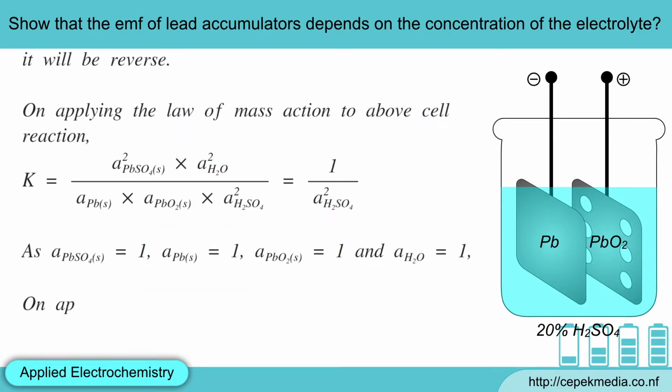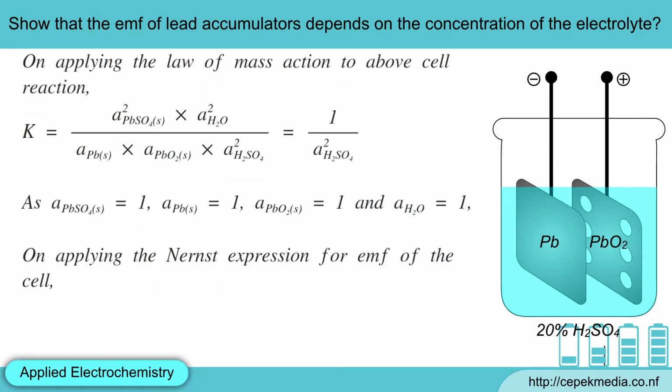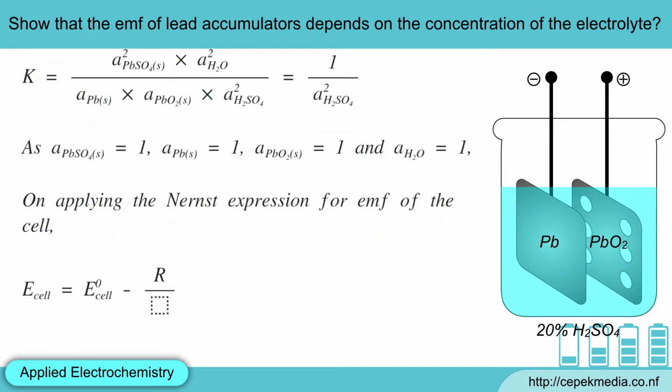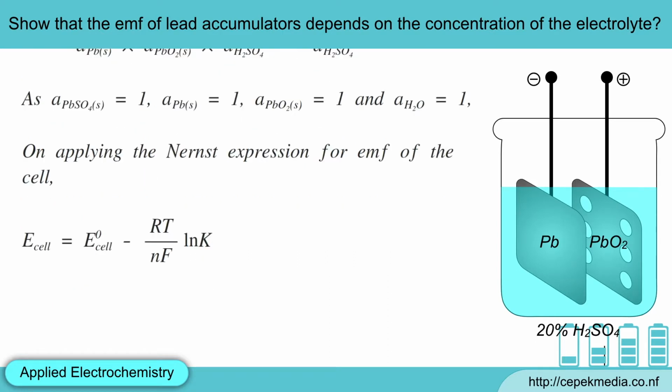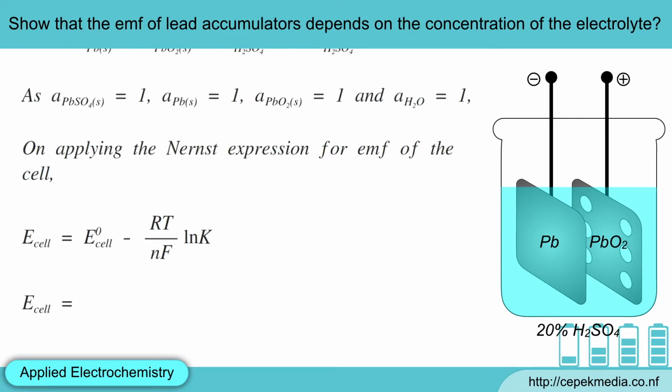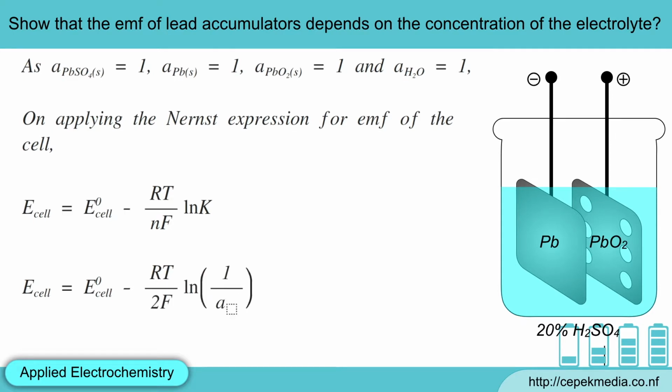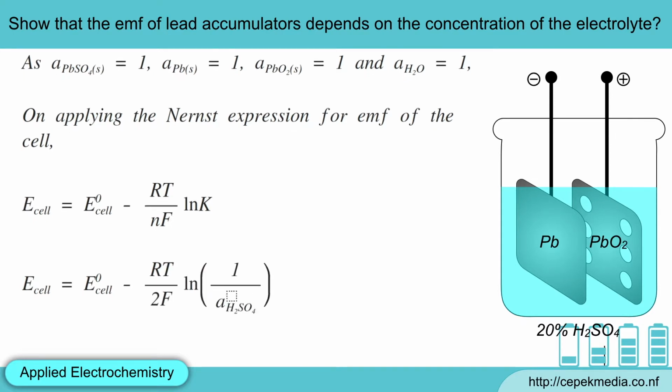So on applying the Nernst equation for the EMF of the cell, E cell is equal to E0 of cell minus RT by nF ln K. Let's put the value of n and K. So E cell becomes E0 cell minus RT by 2F ln of 1 by activity of H2SO4 square.